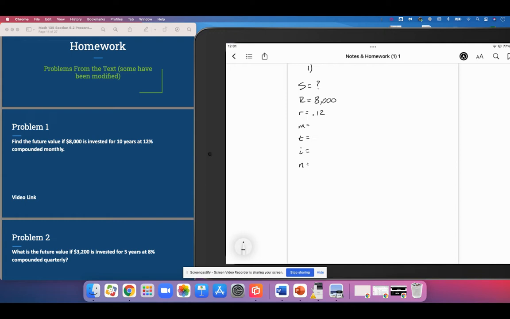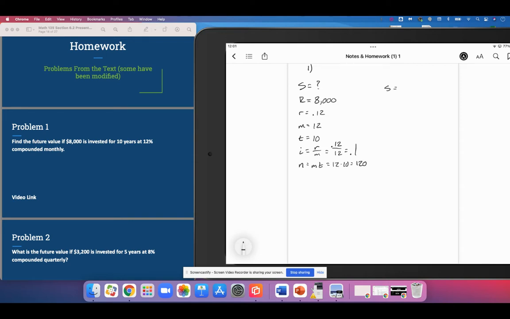M is the number of compounding periods. This is compounded monthly, so 12 times. T is 10 for 10 years. I is R divided by M, and N is MT. I know I'm going through this pretty quickly, but if you need to, pause the video. R over M is 12. That's going to be 0.1. And then M times T is 12 times 10, which is 120.